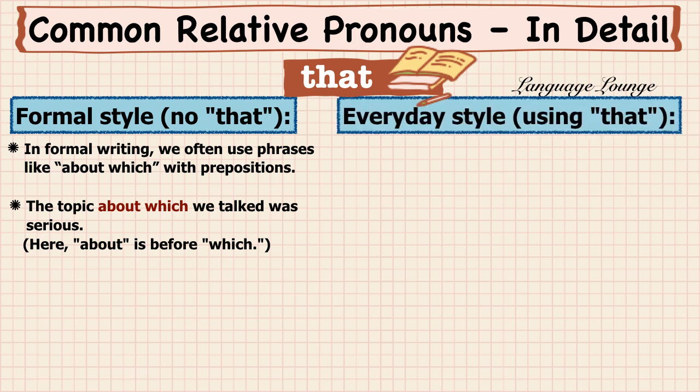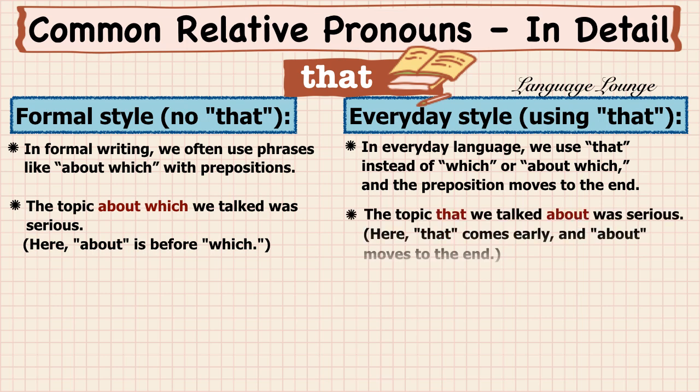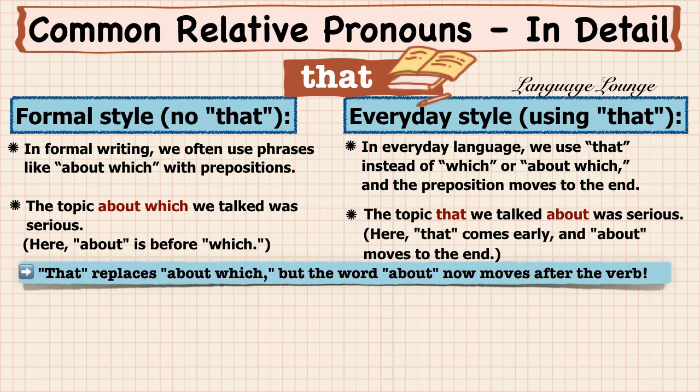Second, everyday style, using that. In everyday language, we use that instead of which or about which, and the preposition moves to the end. Example: the topic that we talked about was serious. This sounds more natural in casual conversation and writing.